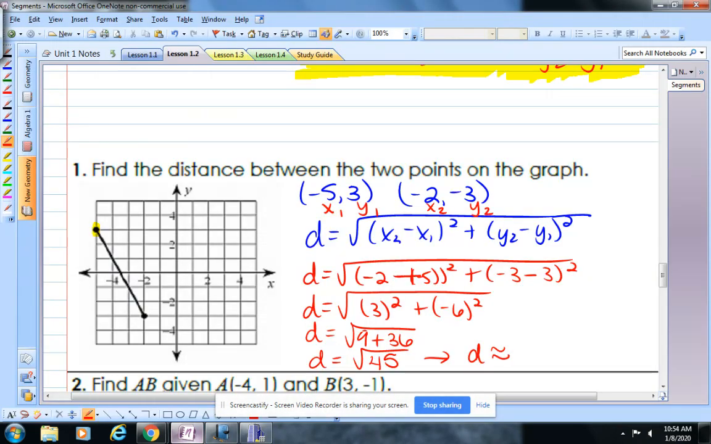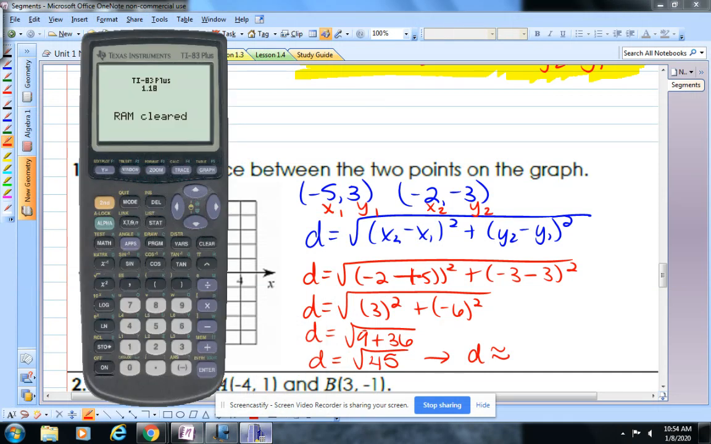Uh-oh. So I'm taking the square root of 45. You're going to hit second. I got to clear my screen. The second button, top left corner, is the one that's a different color. The square root button is diagonal from the 7. So you're going to hit second, square root, and then 45. Second, square root, 45. And that is approximately.